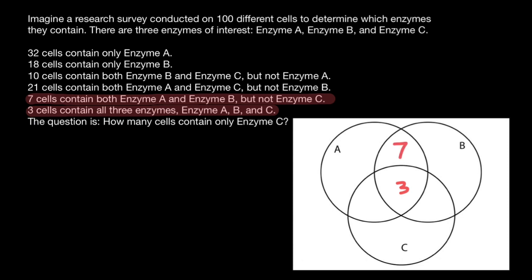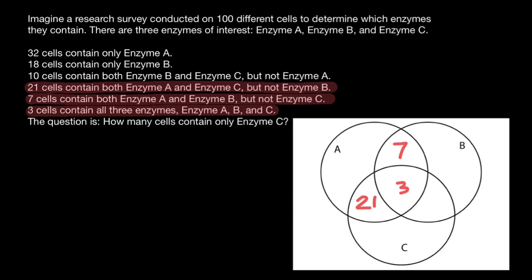And the whole intersection is going to be this section, but we already put 3 cells which contain all 3 enzymes. And we also said that 7 cells contain only enzyme A and B, so we put that in this section here. Next, we know that 21 cells contain both enzyme A and C, but not enzyme B, so 21 goes here.